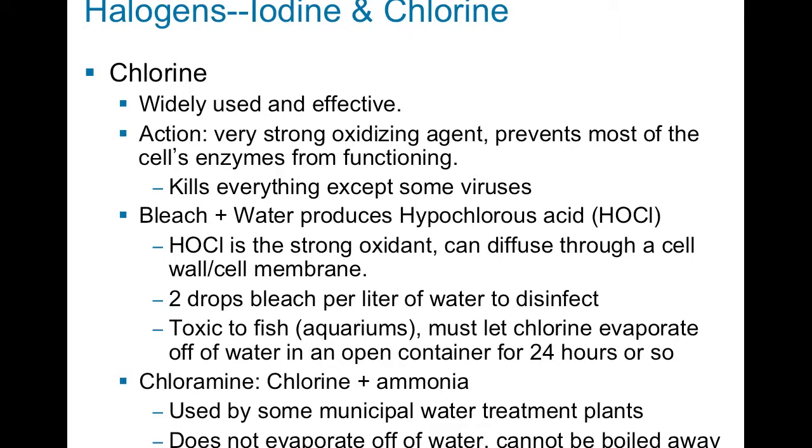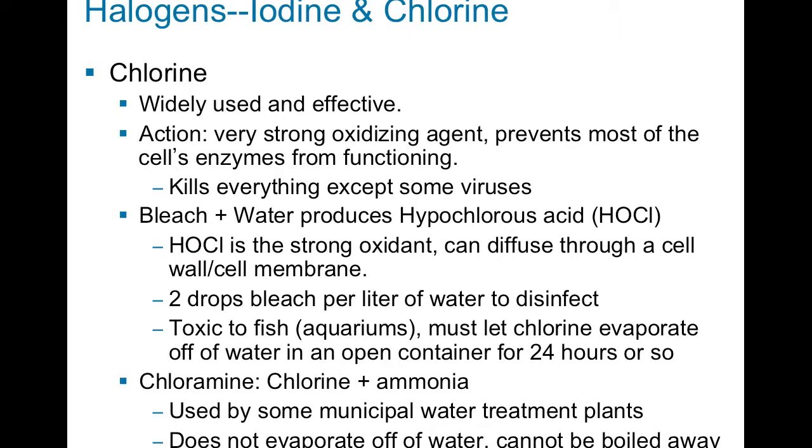Most of the damage that comes from chlorine is to the cell's enzymes, and we know that enzymes are required for life. So if you prevent a cell's enzymes from functioning, then you're going to kill the cell. Chlorine is basically good for killing everything except a few viruses. Bleach is one preparation of chlorine. We know it as Clorox, a brand name. It's a liquid form of chlorine.